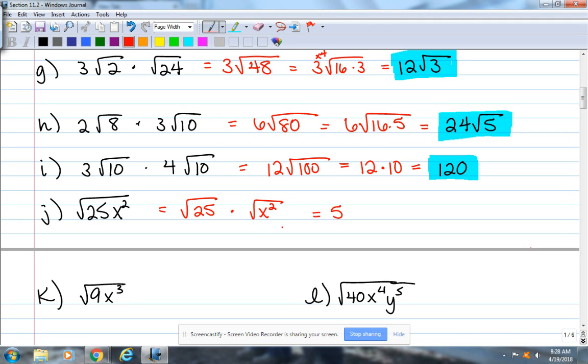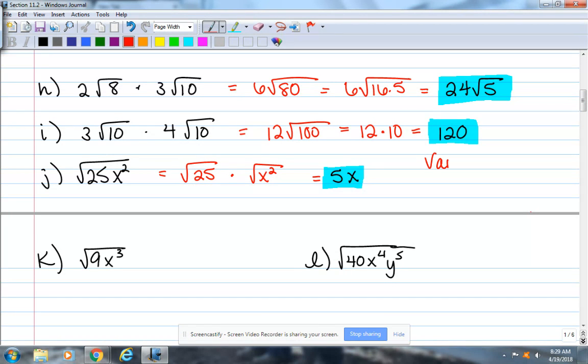And like my friend has told me, a square root and a square cancel each other out, right? So it's a perfect square too, right? So the square root of x squared is just x. So this answer is just 5x. So if you have numbers and variables, you give them each their own radical. And then you simplify them each separately. Yes. So here's a little helpful hint.